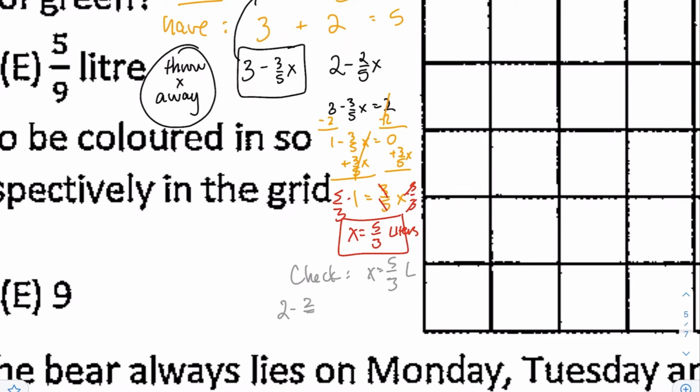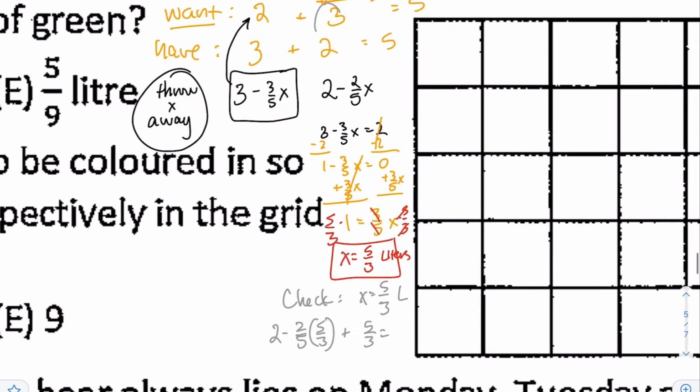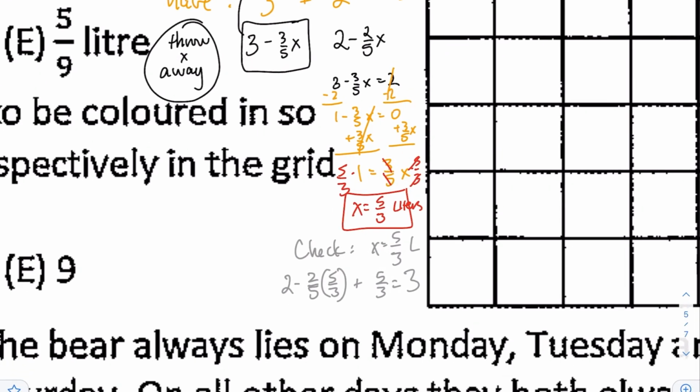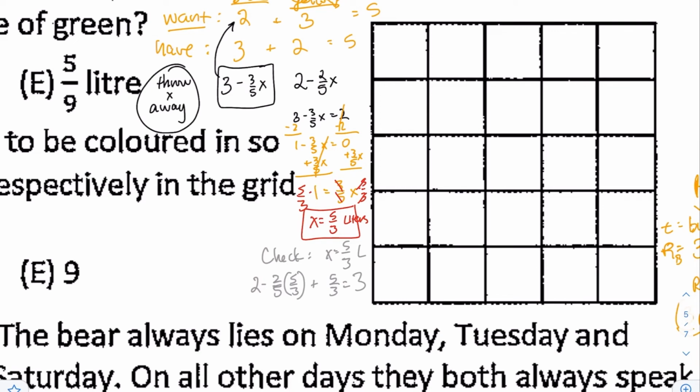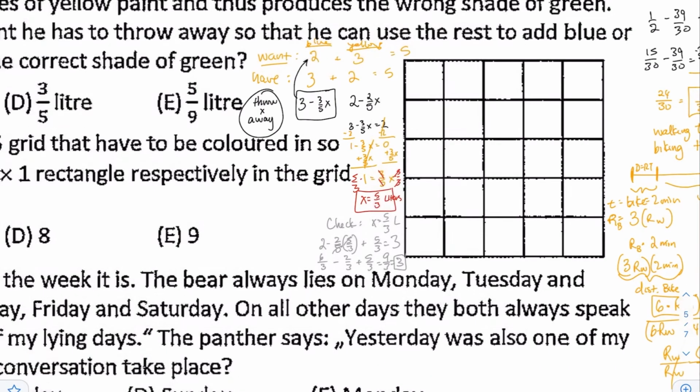2 minus 2/5 of this X, which is 5 over 3. But then you add all yellow, which is 5 over 3. This should be equal to 3. And in this case, I have 2, where you want the lowest common denominator of 3. So this is 6 over 3 minus 2 over 3 plus 5 over 3. This is a 4 plus 5, or 9 over 3, and that is in fact equal to 3. So everything does check out.